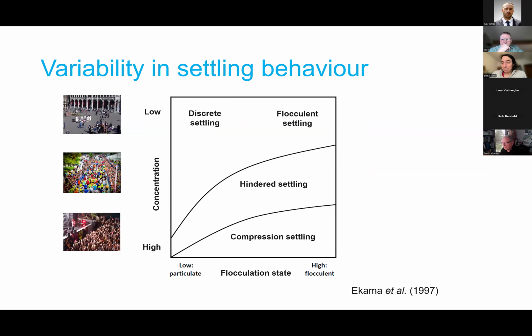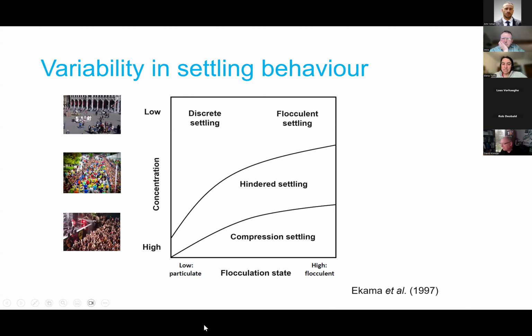Of course, we've talked about discrete, hindered, and compression settling that happen as concentration goes from low concentration to high concentration. But it's not only concentration that is impacting settling behavior in a sedimentation tank. Also flocculation, so the state of your flocs, whether they are very particulate or very good dense flocs that you've formed with a lot of filaments or not, will have an impact on your sedimentation behavior.